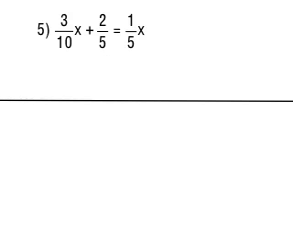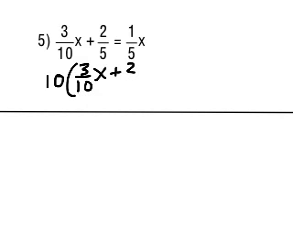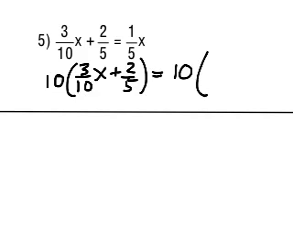Okay, so you have to pick a number, the least common denominator of the denominators in these fractions. And here we have 10 and 5. So the least common denominator, the first one you come to in both their times tables, is 10. Okay, so I'll choose 10. I'm going to multiply both sides by 10. So that gives me 10 times 3/10 x plus 2/5, and that equals 10 times 1/5 x. Do the same thing to both sides.